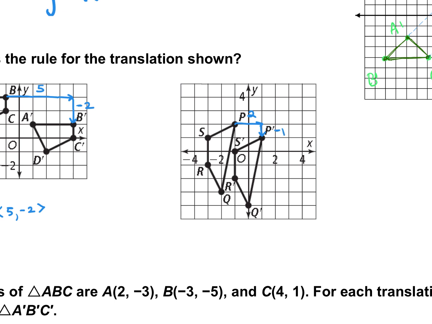And our translation rule is capital T, it's a translation. We went to the right 2 units and down 1 unit. So that's what that rule is going to look like.